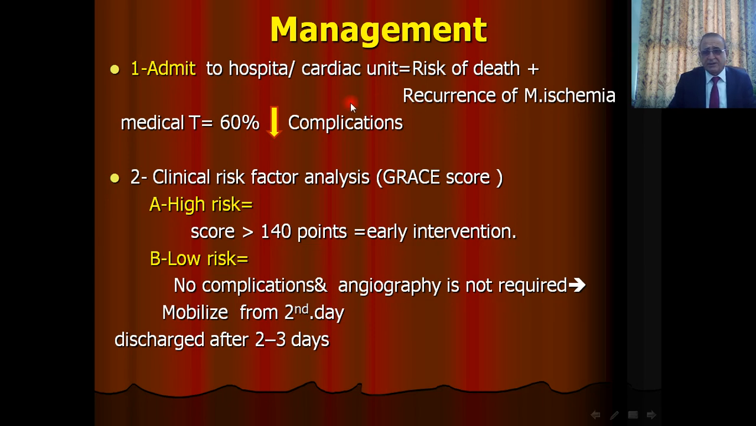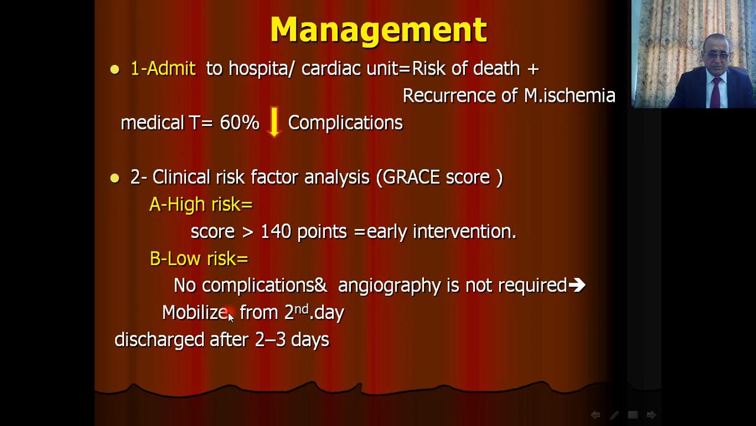You should tell them that there is a risk of death, and recurrence of ischemia can be decreased up to 60%. And then you assess the patient by GRACE score, whether he is a high risk or low risk. If he's a high risk, then you need an early intervention. If no risk, when there is no complication or angiography is not needed, then you can mobilize him even after second day and discharge home after 3 days.